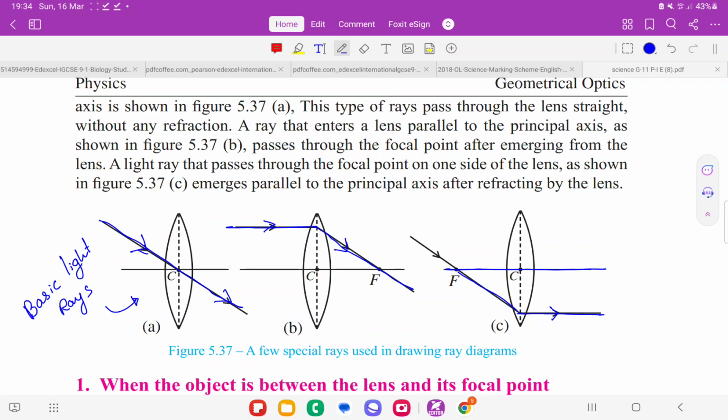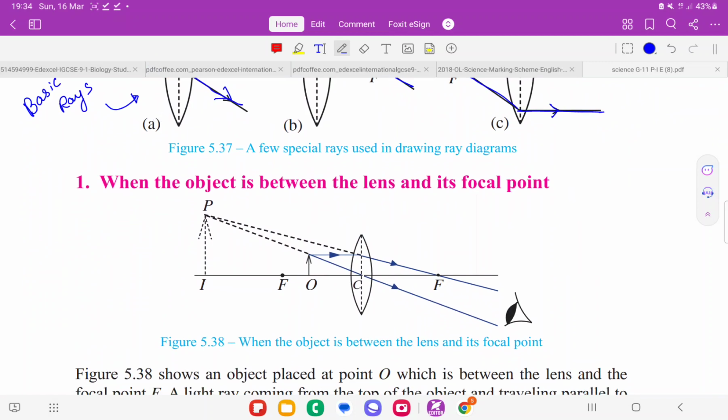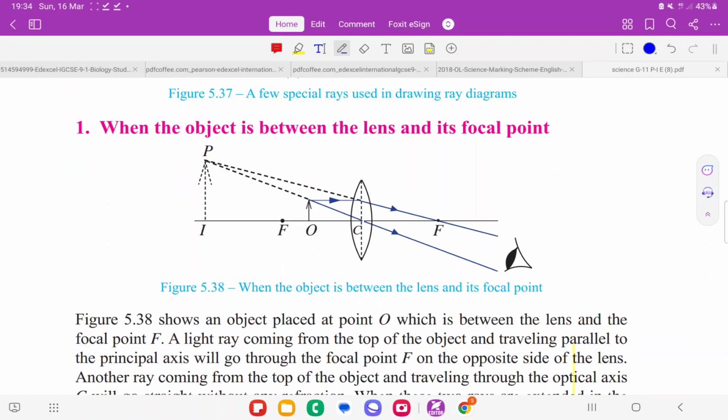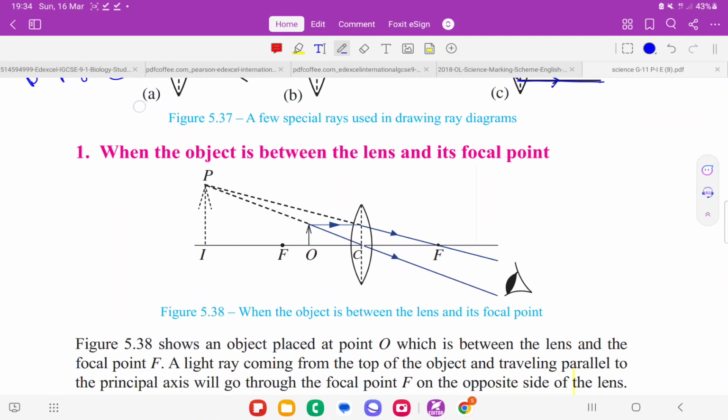So all the images you have to form using these basic light rays, right? Okay, so then you have these image formations. So where the object is located, where the image is created, and what the features are. That is what you need to know. So what I want you to do is practice each one of these diagrams by drawing them and writing the features.